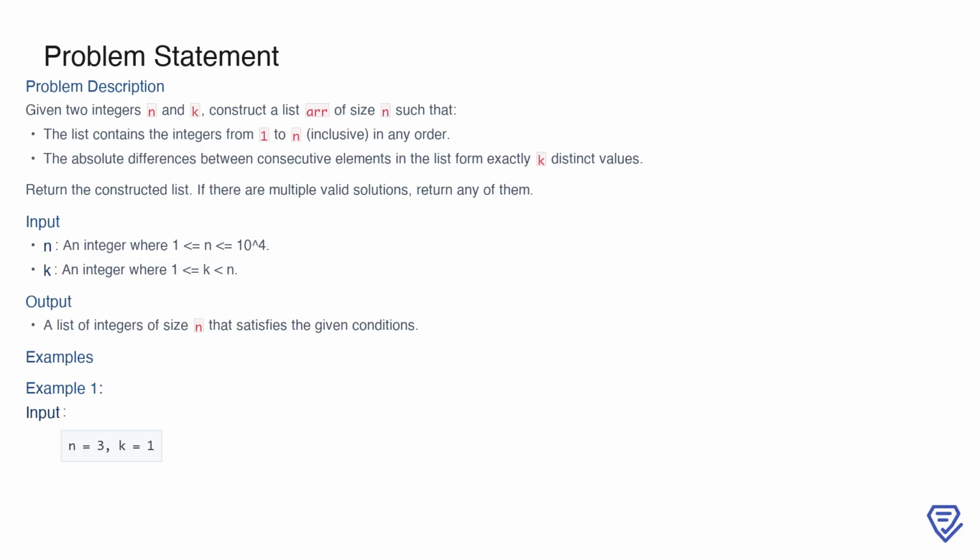The input consists of two integers, n and k, where n is the size of the list, and k is the number of distinct differences required. The output is a list of integers of size n that satisfies these conditions. Let's look at some examples to clarify these requirements further.